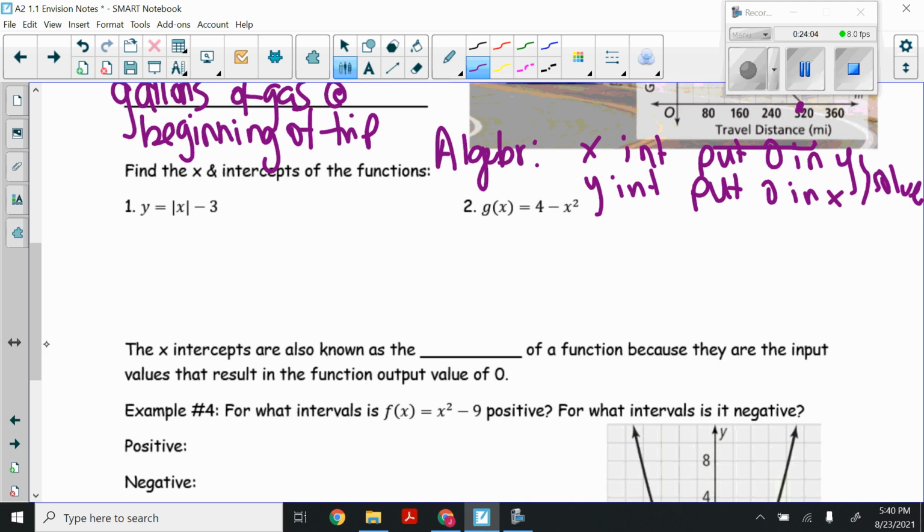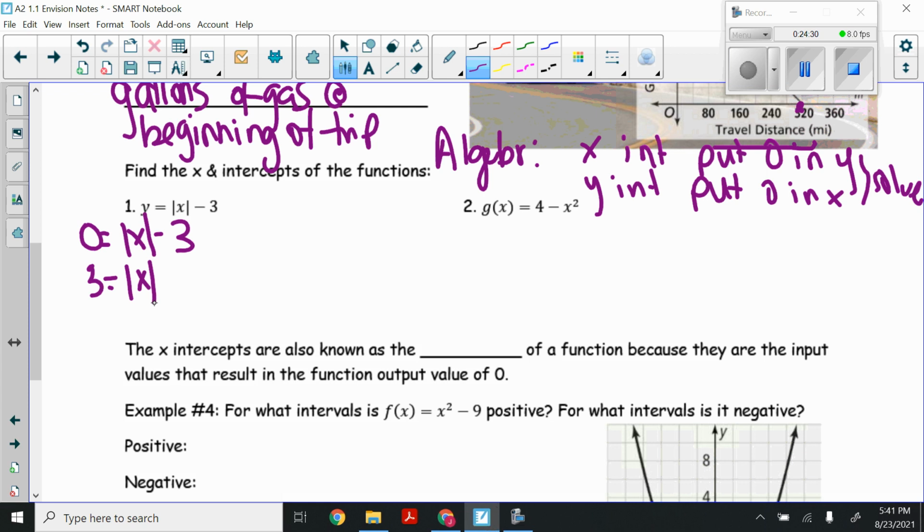So number 1, y equals the absolute value of x minus 3. If I want to find my x-intercept, I'm going to put 0 in for y. So 0 equals the absolute value of x minus 3. I want to solve this equation to get the x all by itself. So first thing I need to do is move that 3 to the other side. So add 3 to both sides. So 3 equals the absolute value of x.